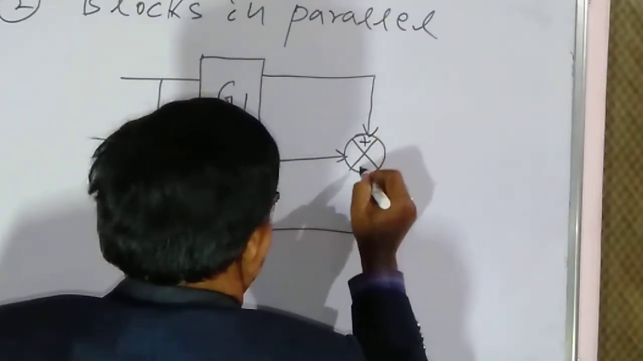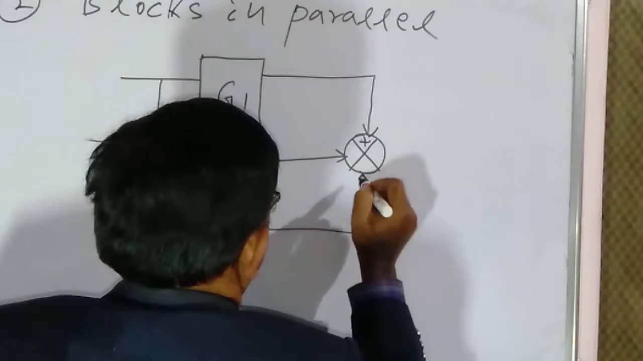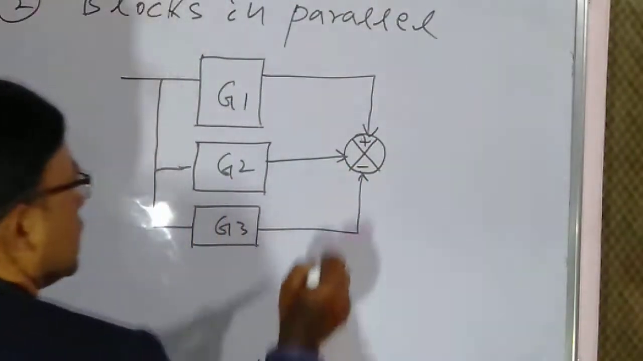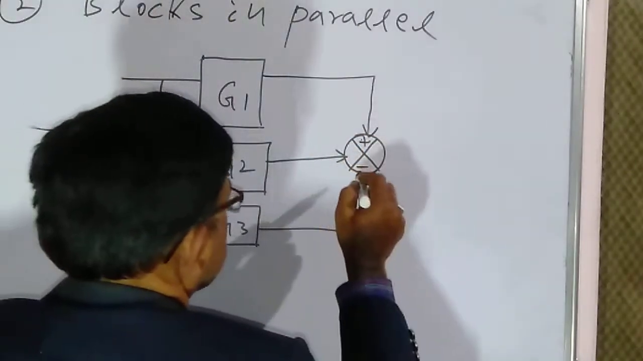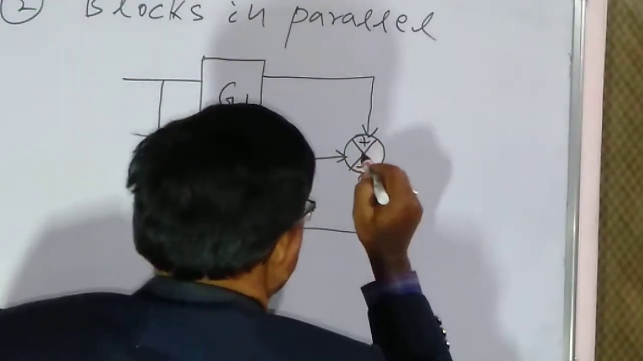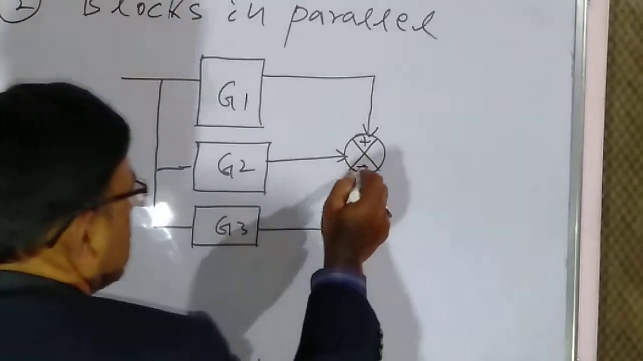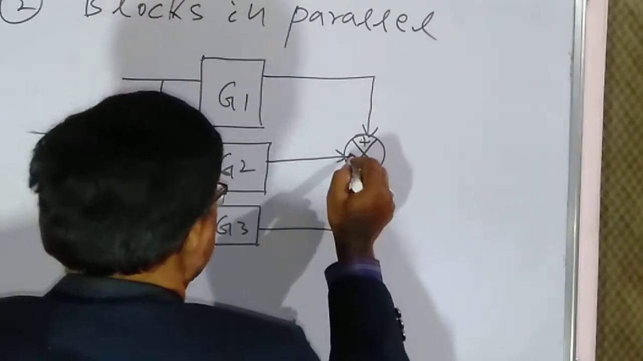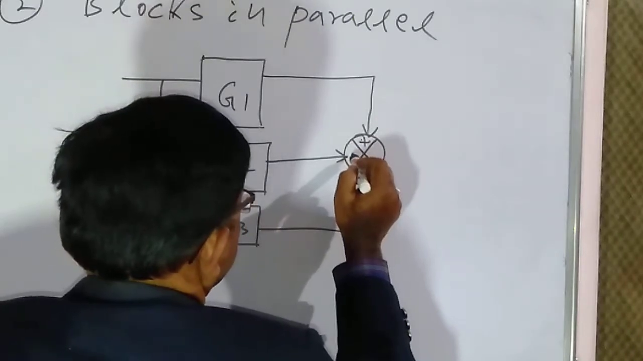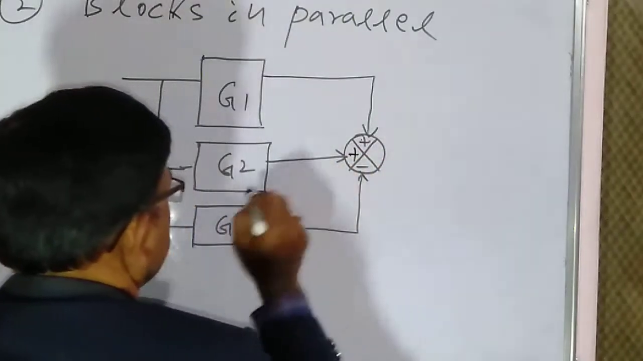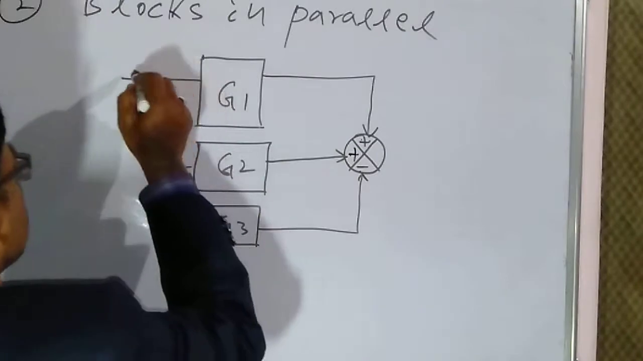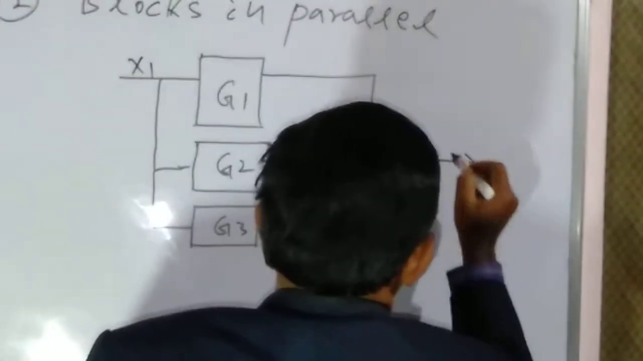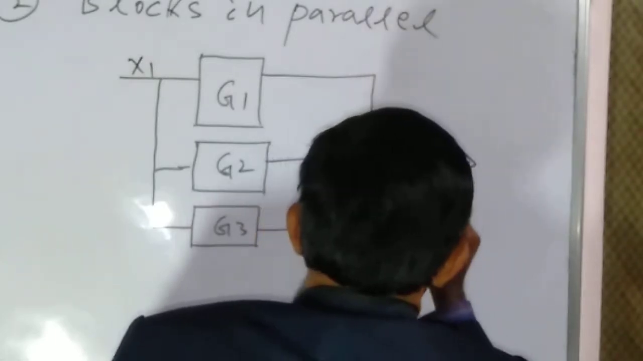This will be plus or minus, anything you can take. Here it will be plus minus, either plus or minus you can take. Here also either plus or minus you can take. Here also either plus or minus you can take. So I have taken here plus plus minus, and this is x1 and this is the output y1.